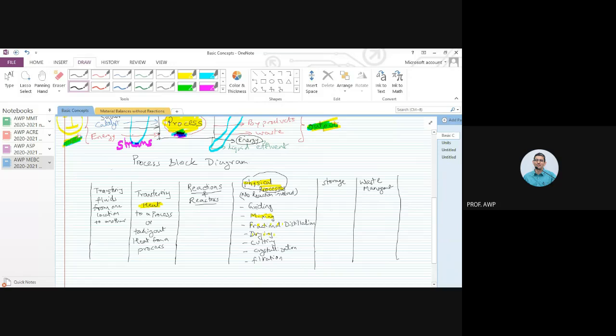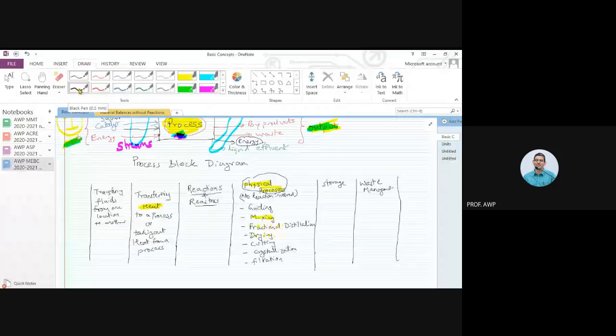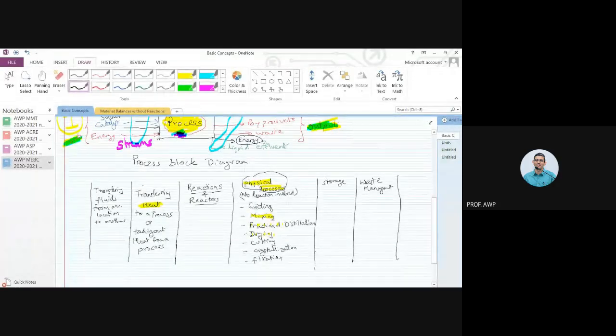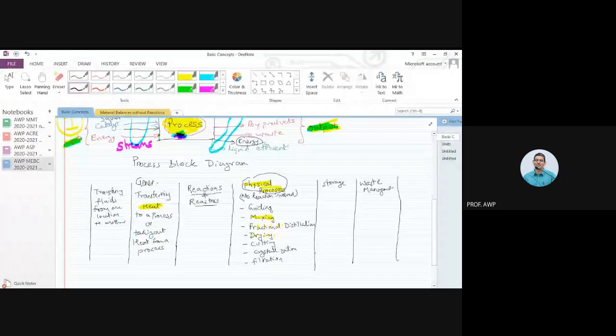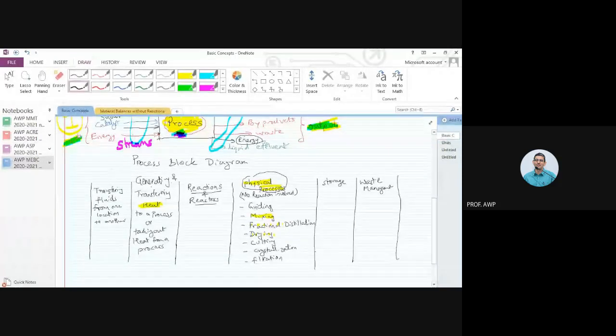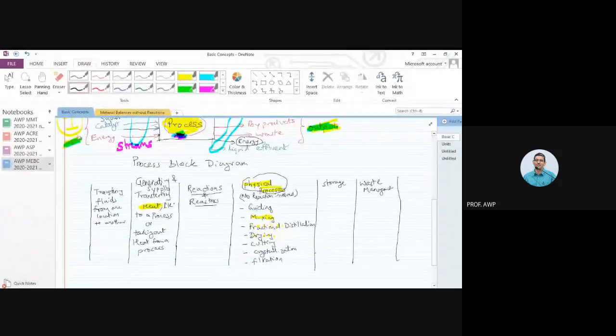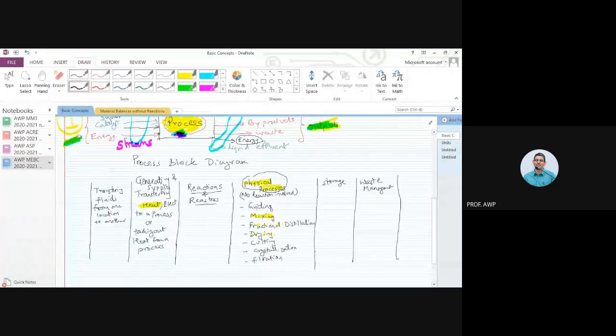Let me put that somewhere. Generating electricity, maybe put it as another. Let me put it as generating and supply heat and electricity. All right. Okay, anything else do you think is common to all these processes?